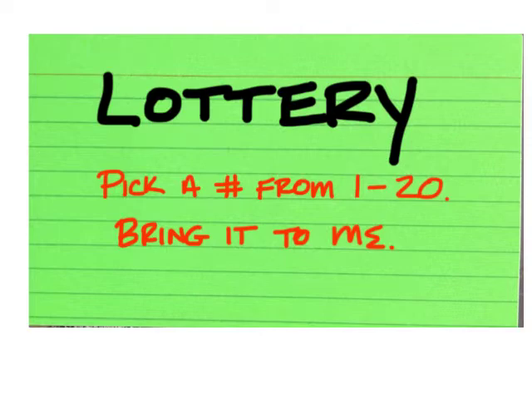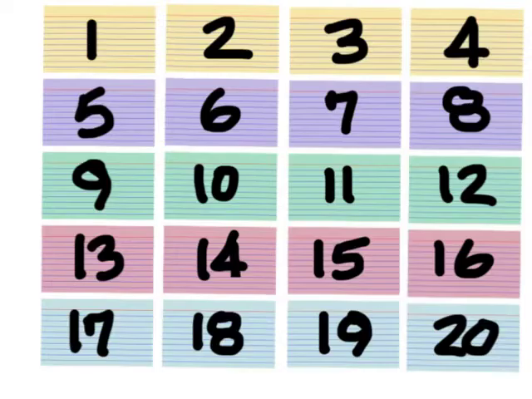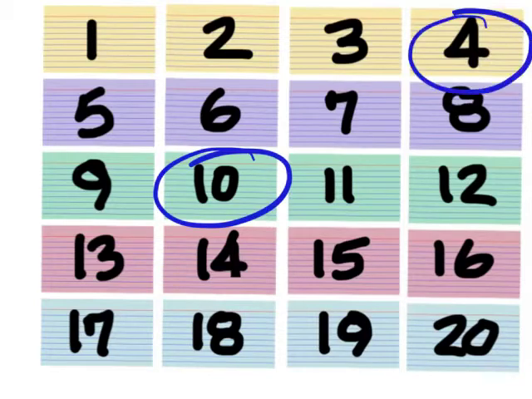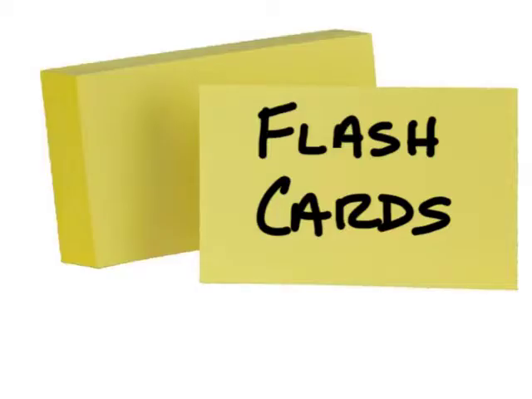Pick a number from 1 to 20 and drop it off. Winning numbers today are 10 and 4. Flashcard, say the answer out loud.